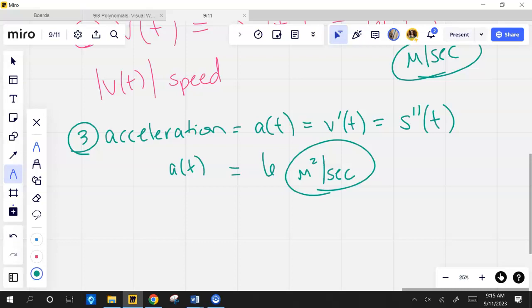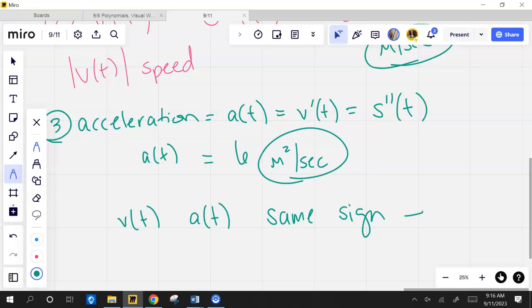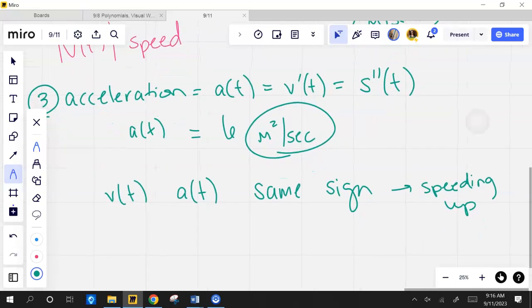All right, so how to tell if it's speeding up? Everybody always forgets this, and I don't know why. If velocity and acceleration have the same sign, in other words, they're both positive or they're both negative, that means my little bug is speeding up. I just always picture this little bug. And if they have opposite signs, I'm slowing down.